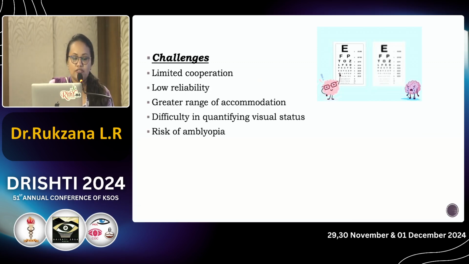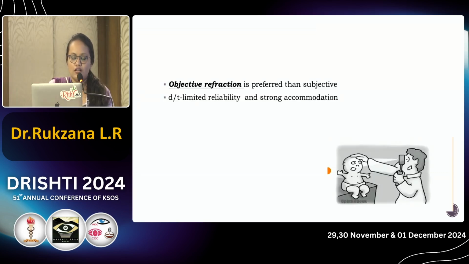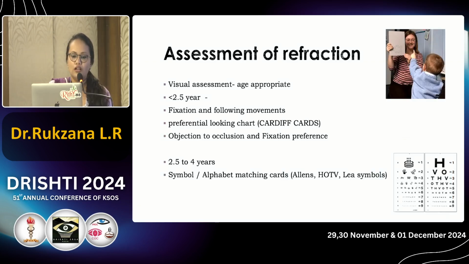The challenges that we usually face in pediatric refraction are because of the limited cooperation, low reliability, the greater range of accommodation in children, difficulty in quantifying the visual status, and the risk of amblyopia. So objective refraction is preferred over subjective due to this limited reliability and strong accommodation of the child. So, how to assess refraction?